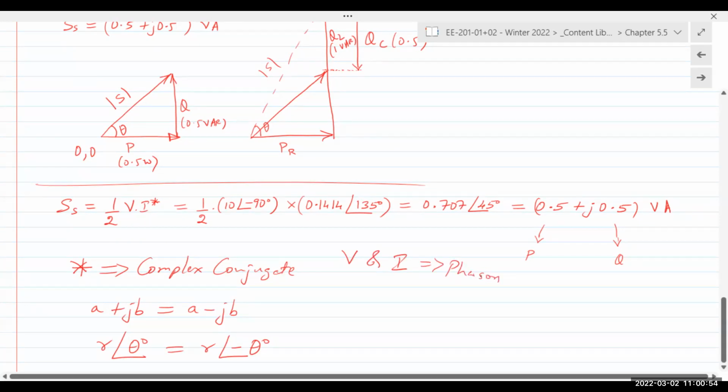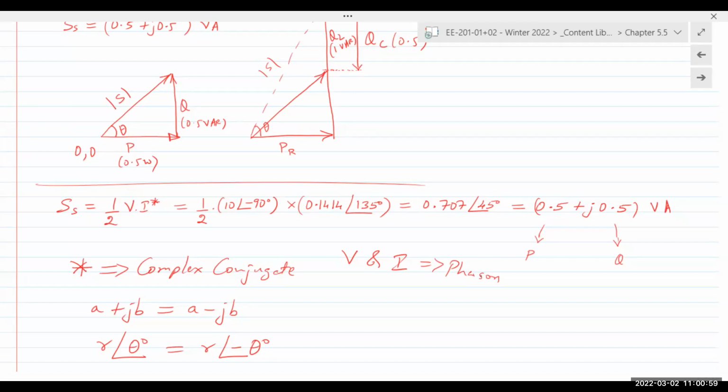Even simpler. So you take the v(t) information that is given to us, plug it directly here. 10 cos of omega t minus 90 degrees. So 10 at minus 90. The current we found was 0.1414 with a phase angle of minus 135. The complex conjugate would be plus 135. So half V I asterisk. Simply solve this equation and you get your final answer for the total complex power for the source is 0.707 with an angle of 45.